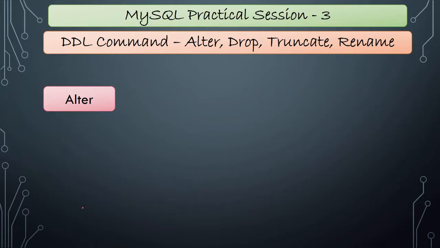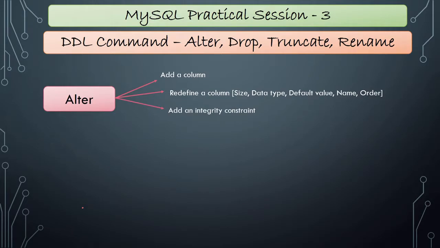So the first use of the alter command is to add a column. If we forgot to add a column in our table, then we can add it. We can redefine a column. We can change the size that we are using, or you can say the memory allocation. We can change the data type of a column, its default value, its name and its order, whether that comes at the first, second, third or last. We can add an integrity constraint, and we all know that integrity constraints are basically the rules, or you can say the conditions, to check over a column name for maintaining the data integrity in a table.